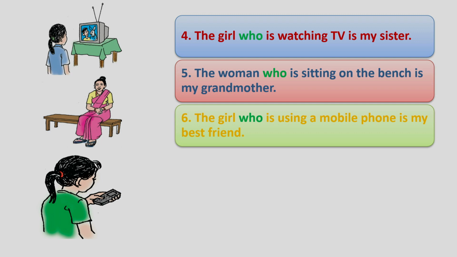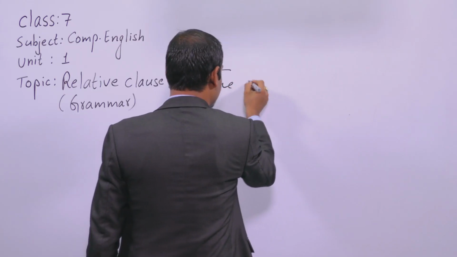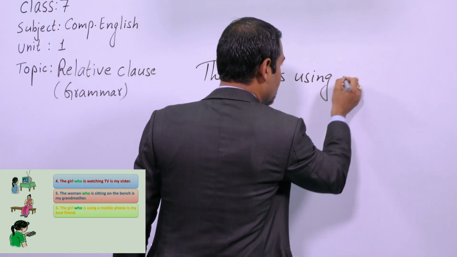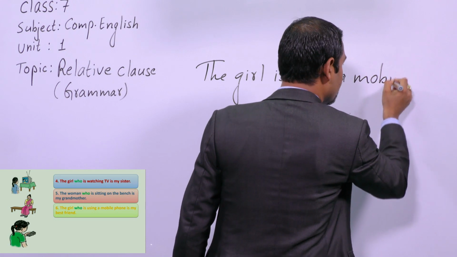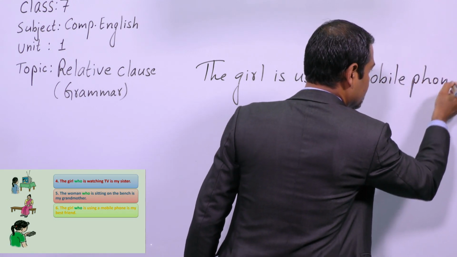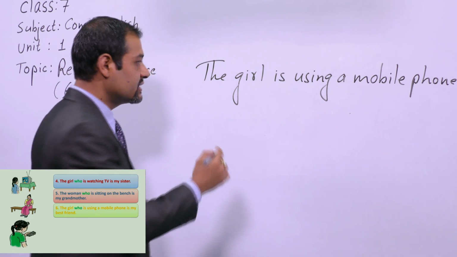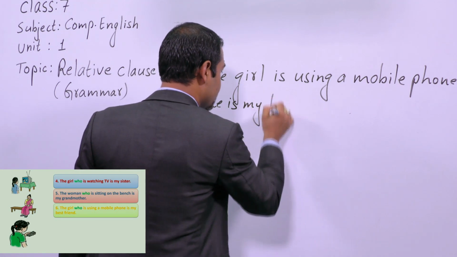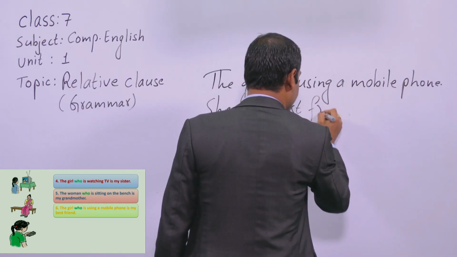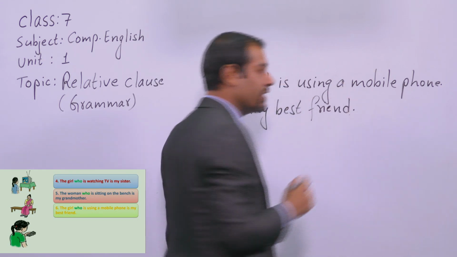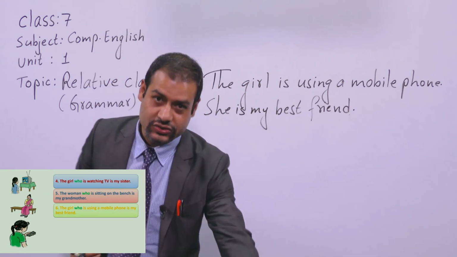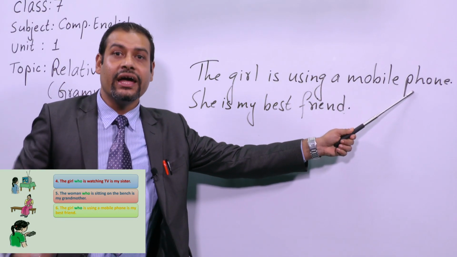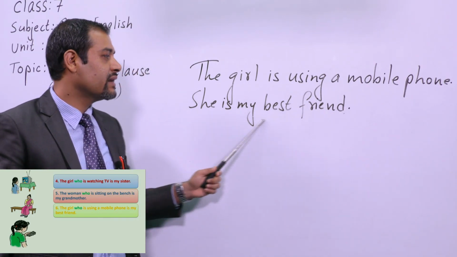See, your first sentence can be the girl is using a mobile phone. Is it? Very good. Next sentence can be she is my best friend. See, your sentences can be like this. So the first sentence can be the girl is using a mobile phone. Another sentence can be she is my best friend.